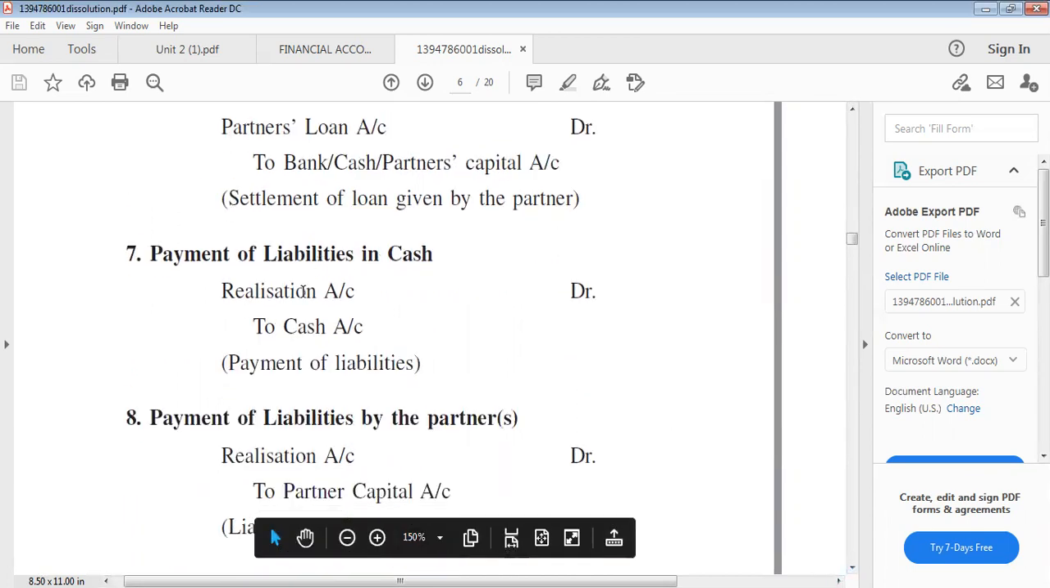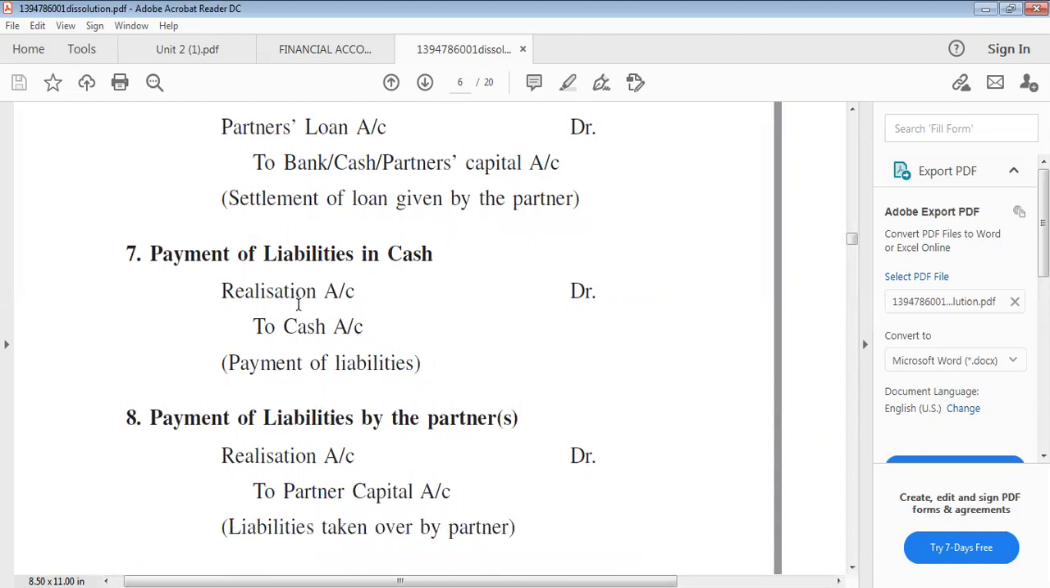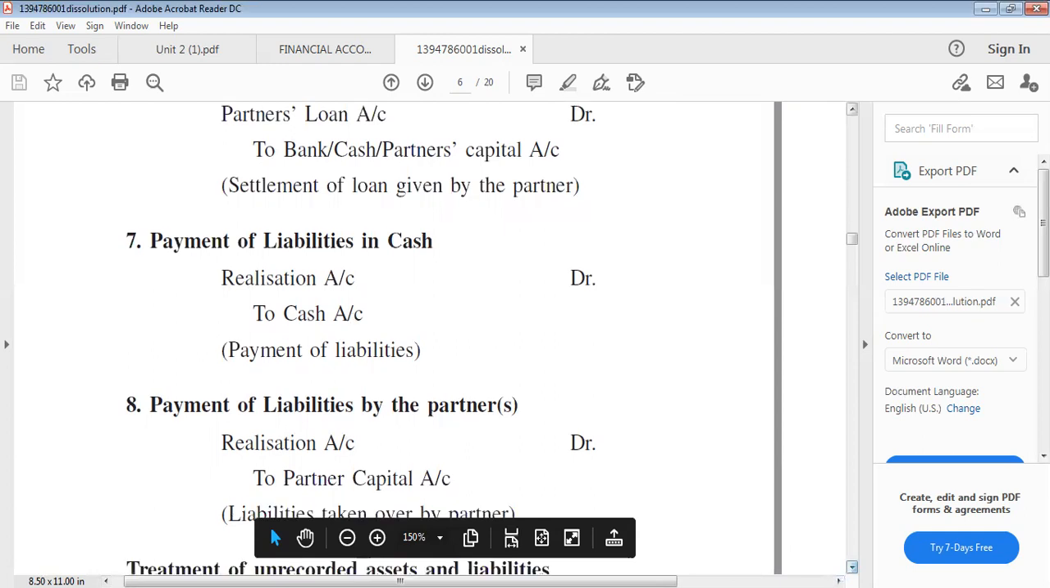Payment of liabilities in cash now. Debit realization account and credit cash account. Payment of liabilities.